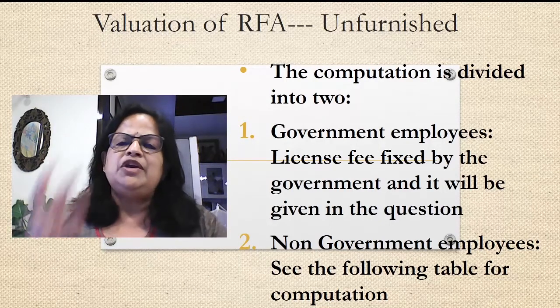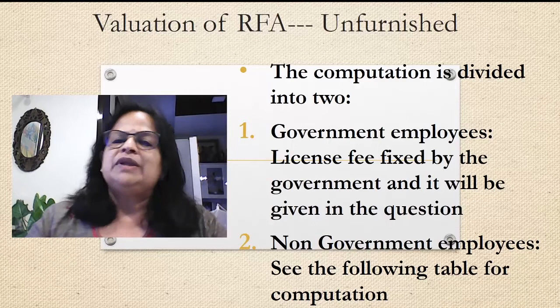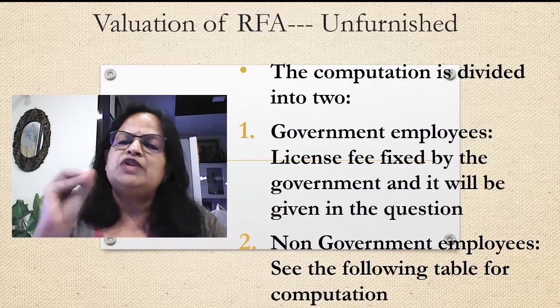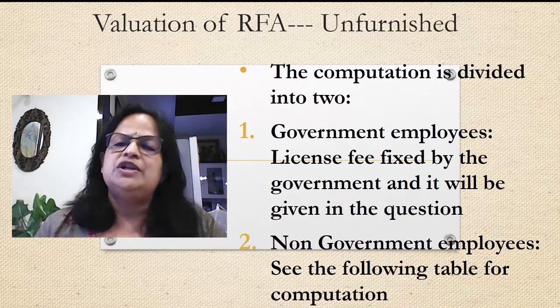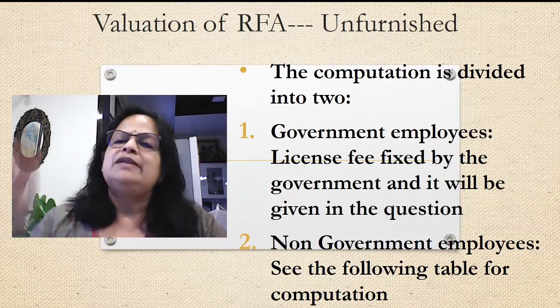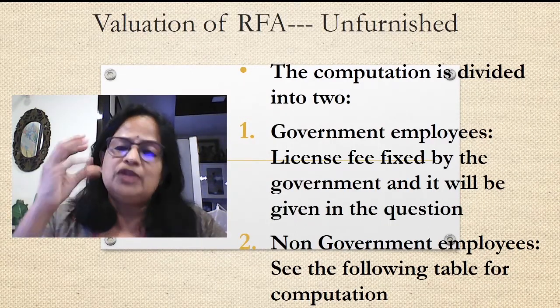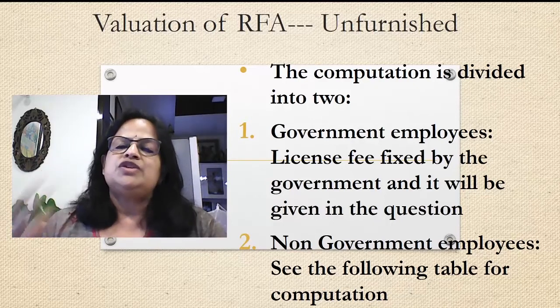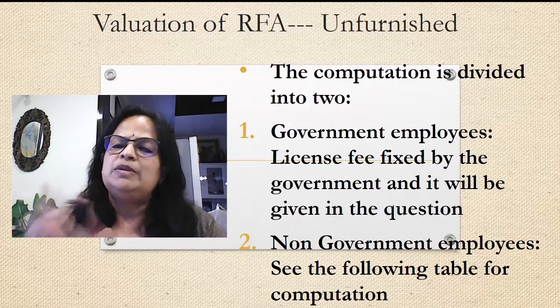So government employee, you have to read the question carefully. It will be given in the question: Mr. A working in a government office or in a government department, or a government employee. That meaning license fee fixed by the government, and it will be given in the question. To confuse the students, the examiner will give you extra additional information. All the details they will give, because if the student is not thorough with that, they will do the wrong calculation. We are testing your knowledge, whether you are thorough with the topic. So we are giving you extra information just to check whether you know the concept clearly. So government employee meaning you have to remember that it's the license fee fixed by the government and it will be given in the question.